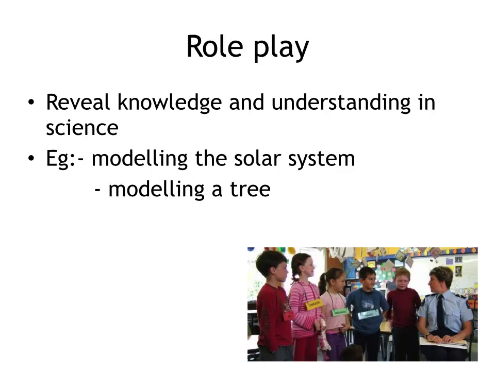Now the next one is role play, where this role playing can also reveal knowledge and understanding in science. A classic example would be a class in the school hall modeling the solar system. To represent the different planets, children might hold things that represent the planets, like balls, labels, or posters. So up to 9 children orbit one child who represents the sun.